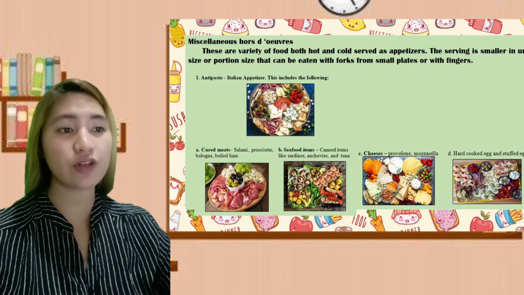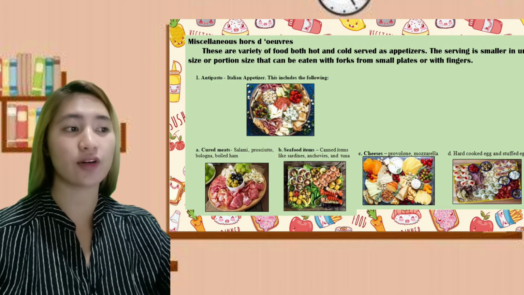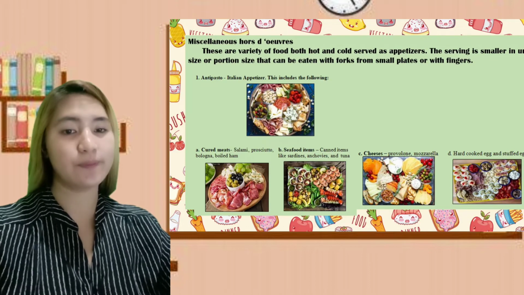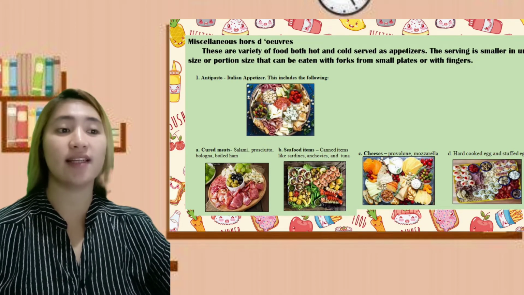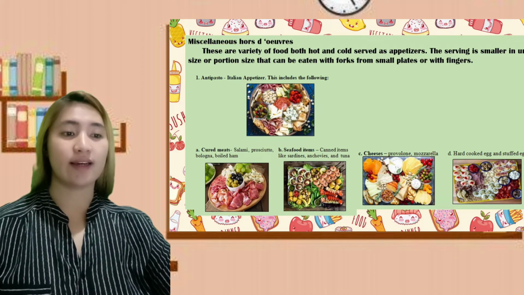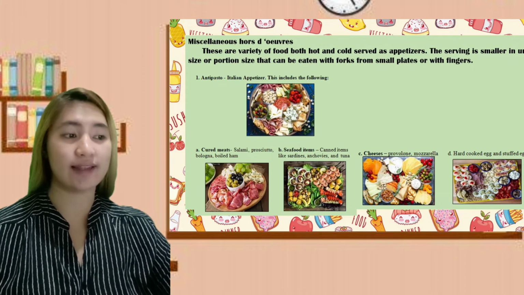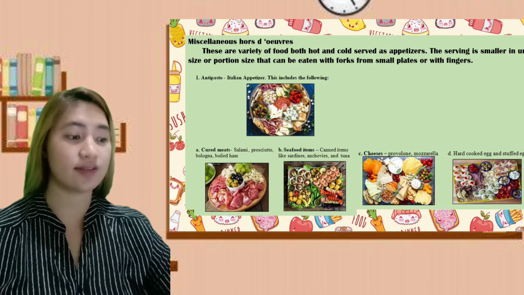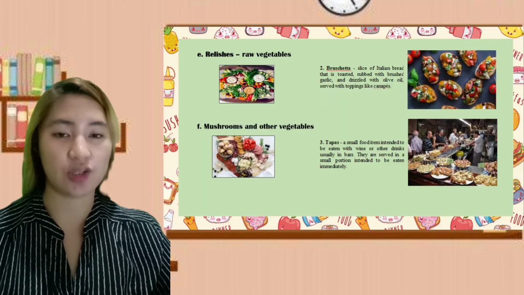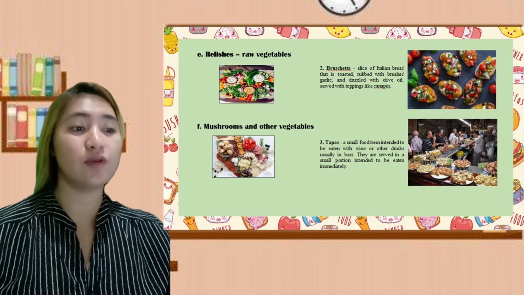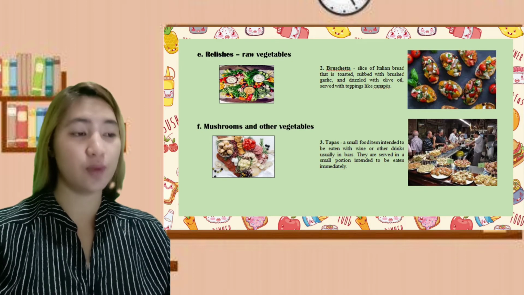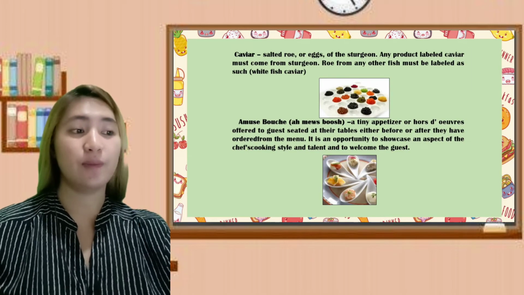Serving is a smaller unit size or version size that can be eaten without fork or small plates, or with a finger. So the example of miscellaneous hors d'oeuvres is the antipasto, which is an Italian word for appetizer, like cured meats, seafood items, cheese, hard-cooked egg and stuffed eggs. Relishes are raw vegetables, mushroom, and other vegetables. Also caviar and amuse-bouche.